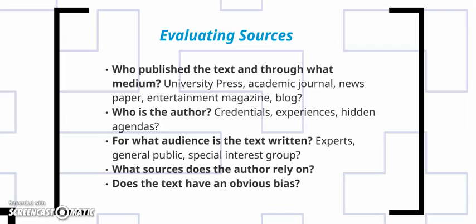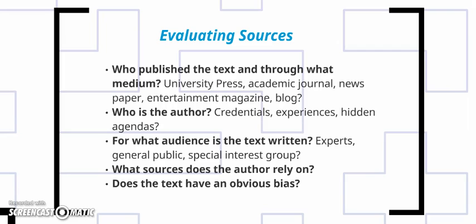Material written for experts carries the most credibility. Special interest groups, say, again, like the audience for a blog, less credibility. What sources does the author rely on? That's a good indirect way of gauging the value of the current source. Is it using academic sources? Or is it citing an entertainment magazine? And then finally, does the text have an obvious bias? Okay, I think that one's pretty much self-explanatory.